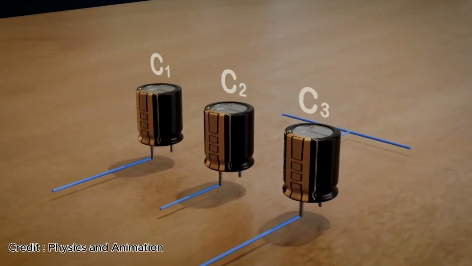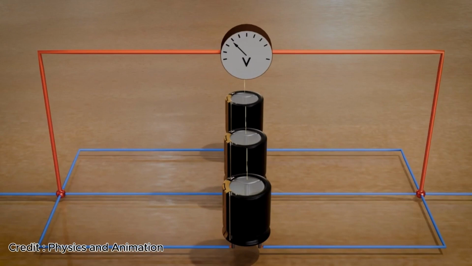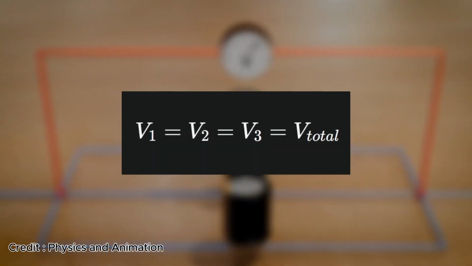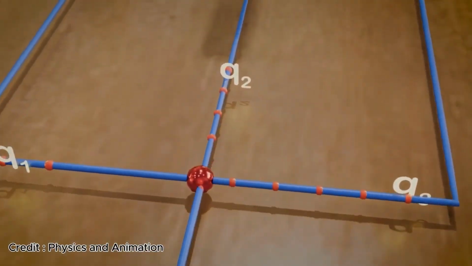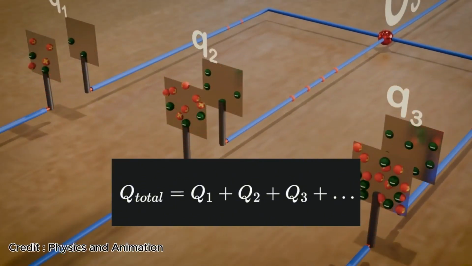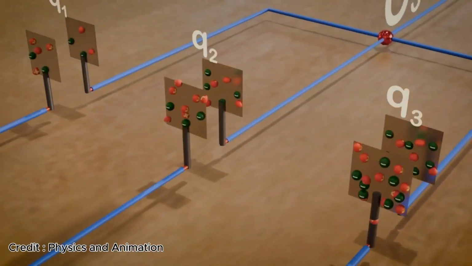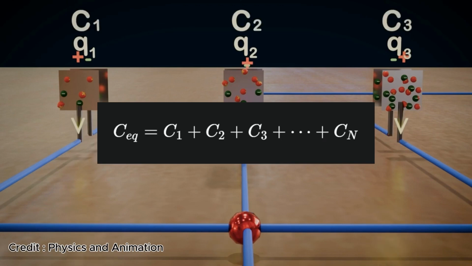Furthermore, capacitors can be connected in two types of circuits. One is the parallel circuit and two is the series circuit. So let's discover them one by one. When the capacitors are connected in a parallel circuit, the potential difference across the capacitors is the same and equal to the potential difference in the circuit. Next, the total charge for the capacitors connected in a parallel circuit is equal to the sum of the charge of each capacitor in the circuit. Lastly, the equivalent capacitance for capacitors in a parallel circuit is equal to the sum of the capacitance of each capacitor in the circuit.